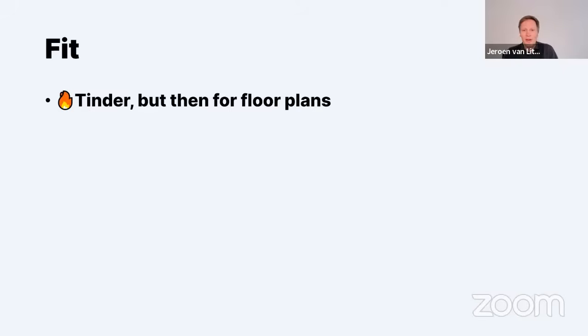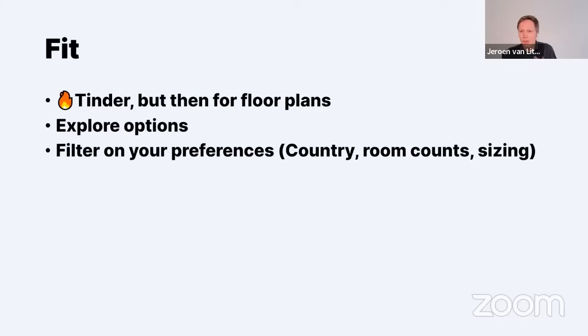For Tinder, you give your profile and then Tinder will look for matches. And we do kind of the same. You give the outer walls of an apartment, and PlanFinder looks for matching floor plans. And just as with Tinder, you can explore options, or you can find a perfect fit and take it to the next level, metaphorically speaking, of course. You can also filter on your preferences.